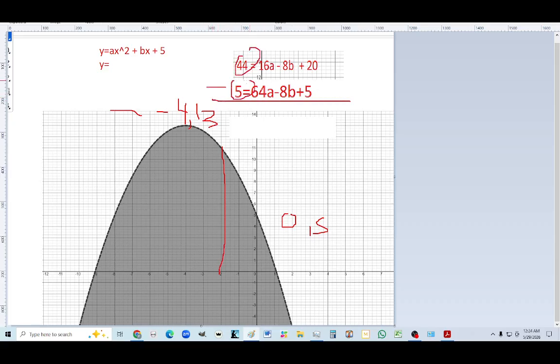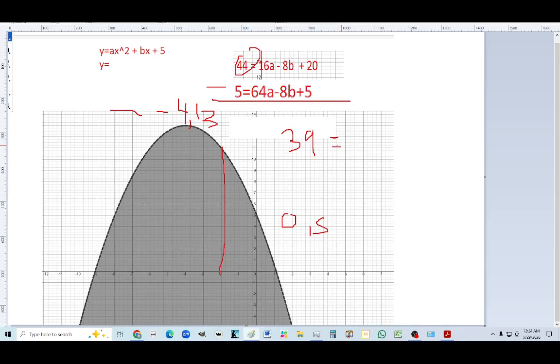So 44 minus 5 becomes 39. 16 minus 64 becomes very complicated, isn't it? 16a minus 64a becomes minus 48a. Minus 8b minus minus 8b disappears. 20 minus 5 becomes plus 15. So suddenly we have 39 is equal to minus 48a plus 15. So I can solve for a.